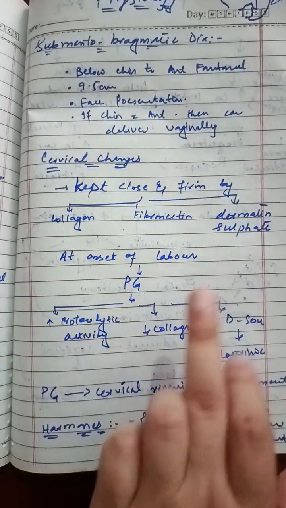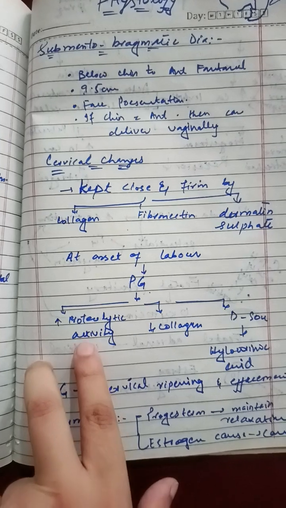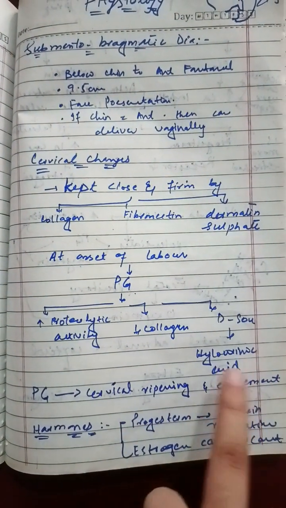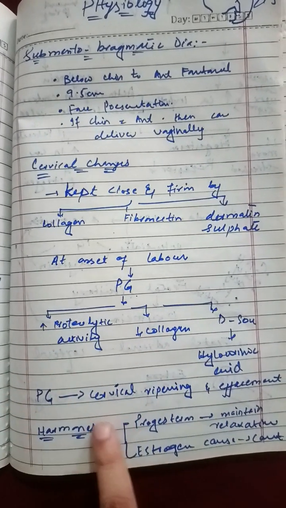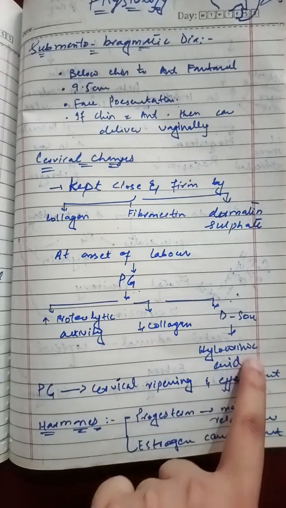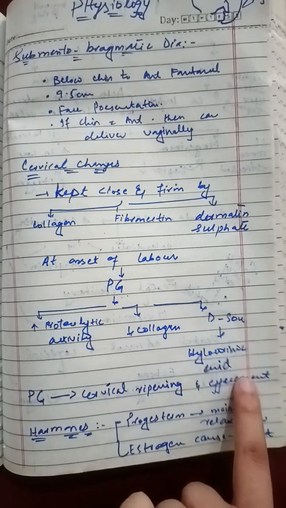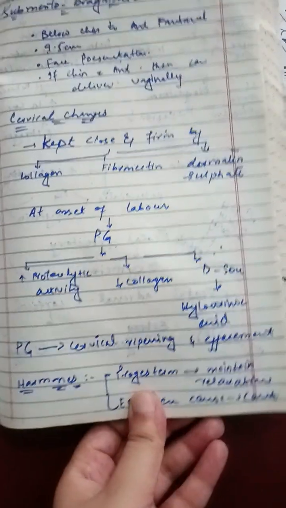At the onset of labor, prostaglandin is released, and prostaglandin increases the proteolytic activity, decreases the collagen, and the dermatan sulfate is replaced by hyaluronic acid. As a result of these changes and prostaglandin, cervical ripening and effacement occur. Effacement is basically the shortening of the cervix, and ripening is the dilatation of the cervix.